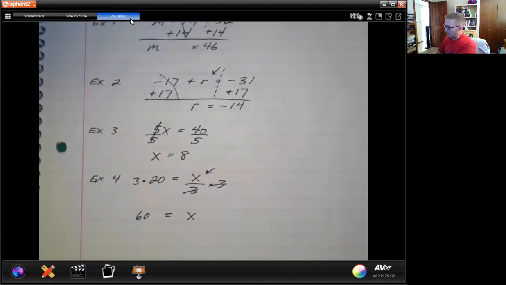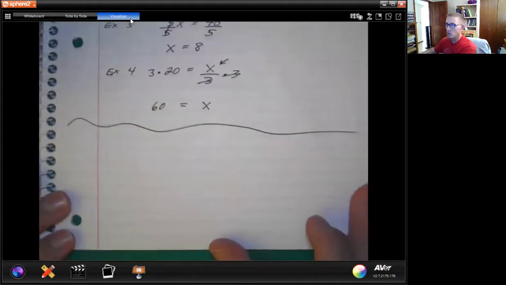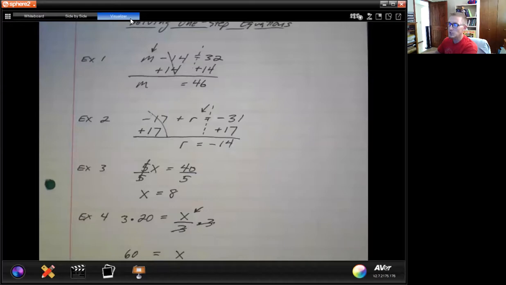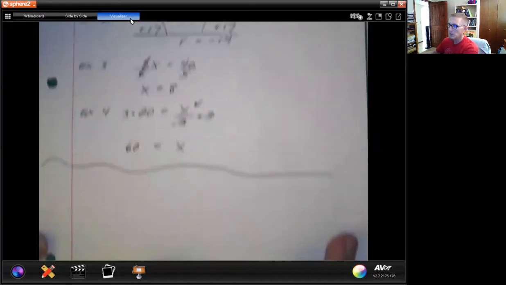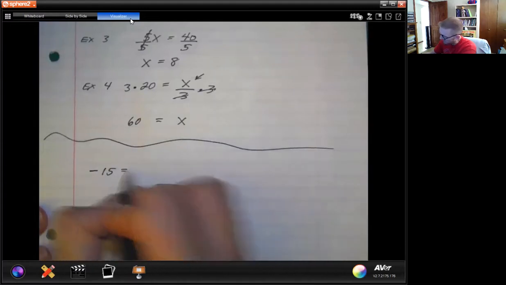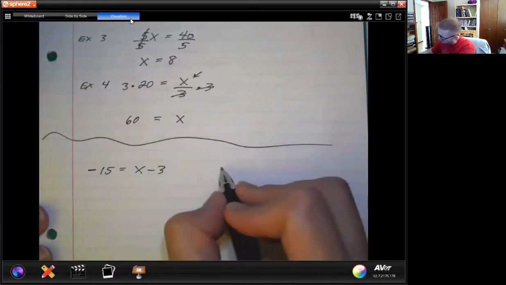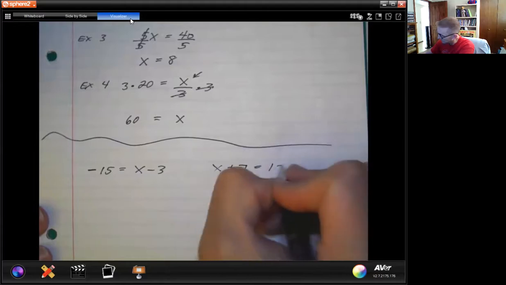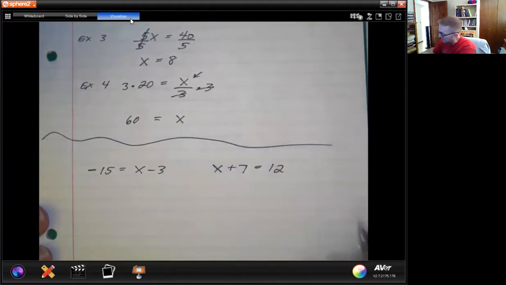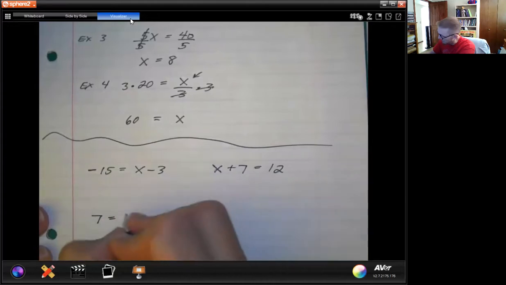Now I'm going to put together a couple of examples here that I want you guys to try on your own, and I'm going to move the variable around, and I want you to think about these examples that you just copied down, and we're going to put them here. So our examples that I want you to do. Let's go ahead and move things around. Let's make this negative 15 equals x minus 3. And then I want to do this example, which is going to be x plus 7 equals 12. And then I want to do one over here that's going to be 7 equals x over 4.